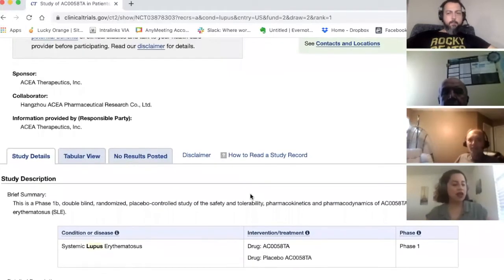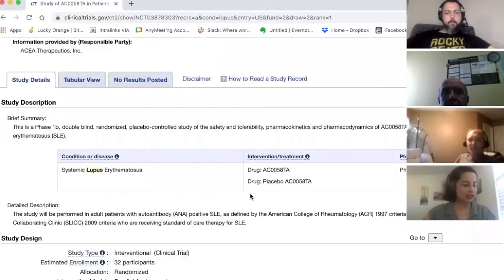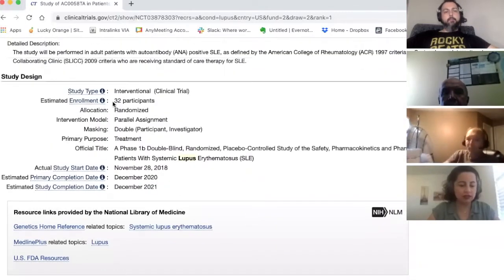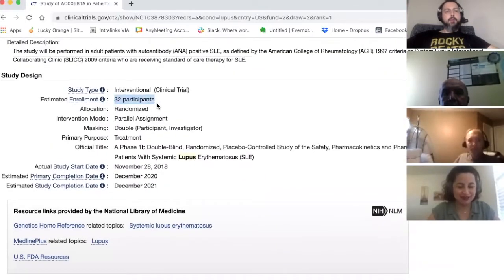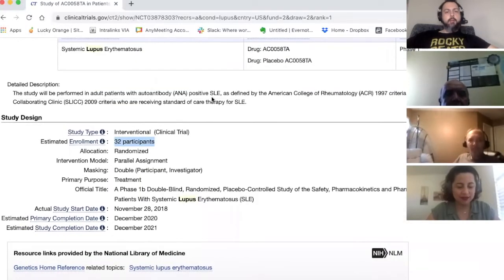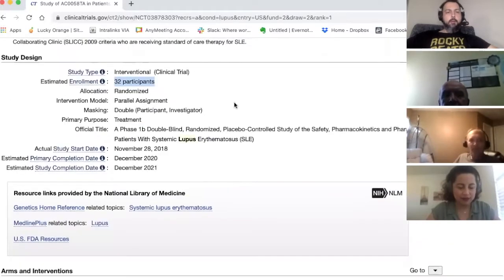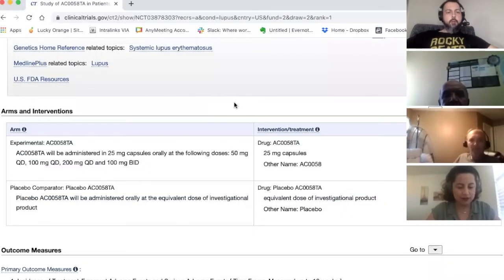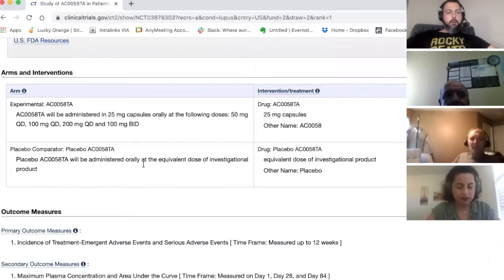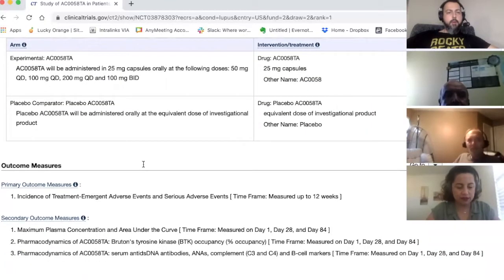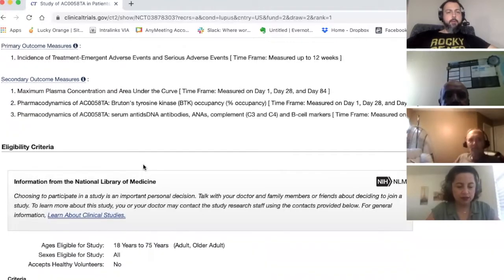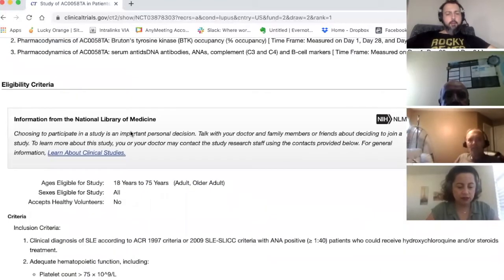I actually have two studies for this that I can tell you the names of if you want to look at them. They are looking for sites. This one looks like they want 32 participants, adults, a very small study. Autoantibody positive SLE, interventional, with a 25 milligram capsule taken orally of the experimental drug. The primary outcome is incidence of treatment emergent adverse events and SAEs measured up to 12 weeks. So this is an early phase study.